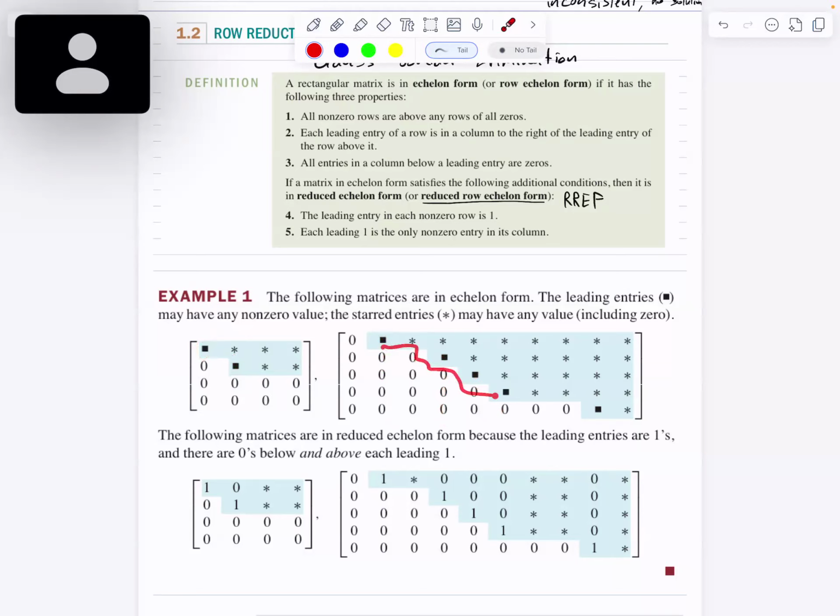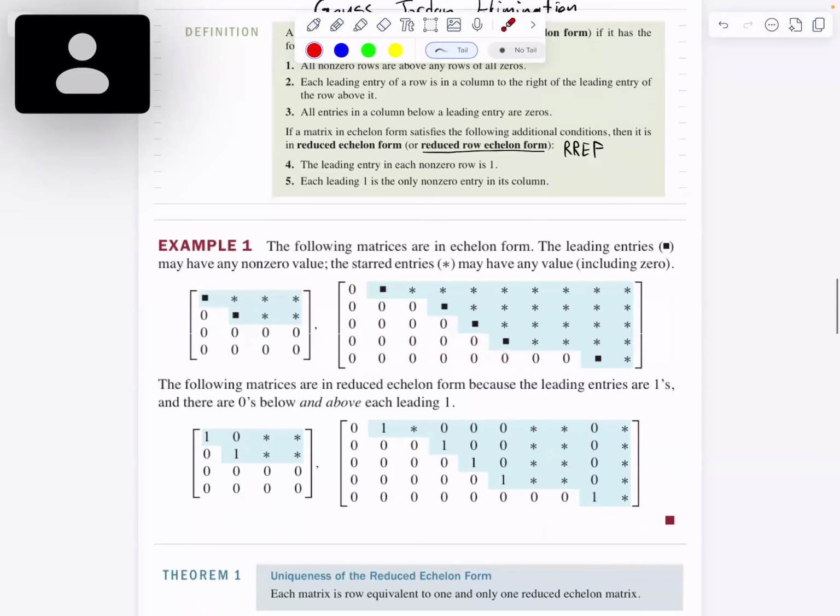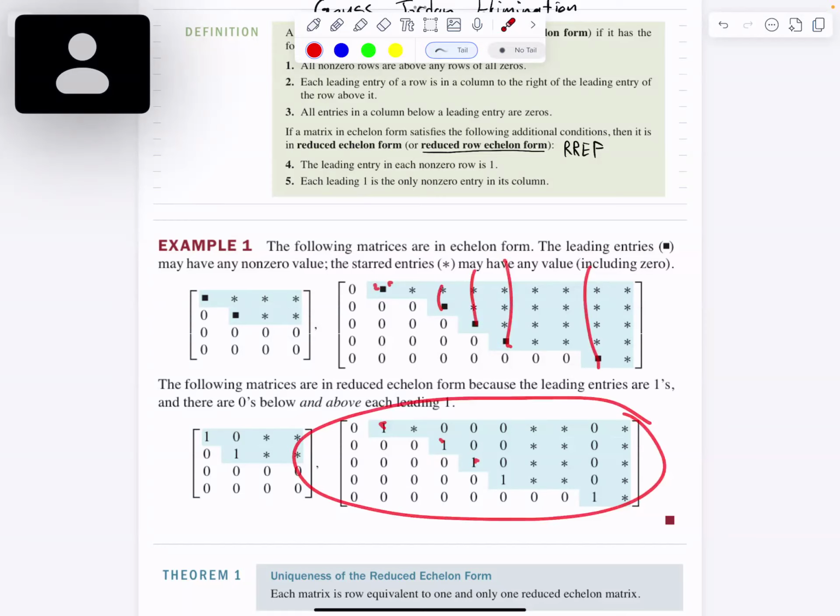It has a little pyramid-like shape, and there are always zeros to the bottom left. To reduce it all the way to reduced row echelon form, make that a 1, make that a 1, and then use that 1 to eliminate that, but this could be anything. These are called pivots, and we'll define them in a second, but they're the leading entries. Make them all 1s, and then use those 1s to eliminate everything above them. This would be the reduced row echelon form.